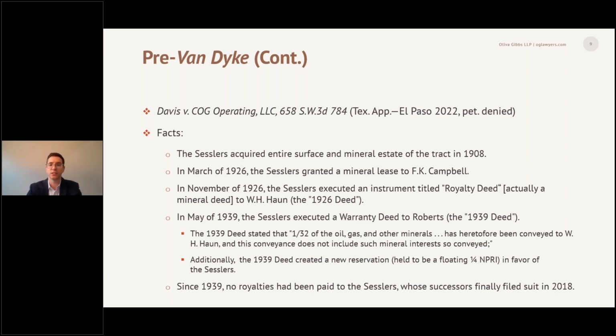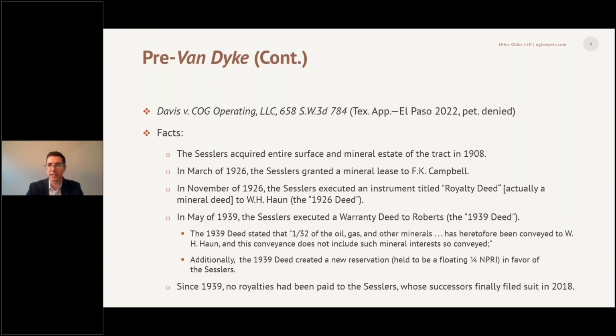In March of 1926, the Sesslers then execute an oil and gas lease. Several months later, in November of 1926, the Sesslers execute an instrument titled royalty deed to a W.H. Hahn. It's titled royalty deed, but it's actually a mineral deed, and all the parties agree that it was a mineral deed. Then, in May of 1939, the Sesslers execute a warranty deed to Roberts.